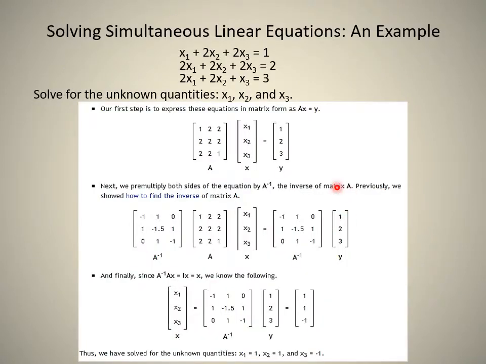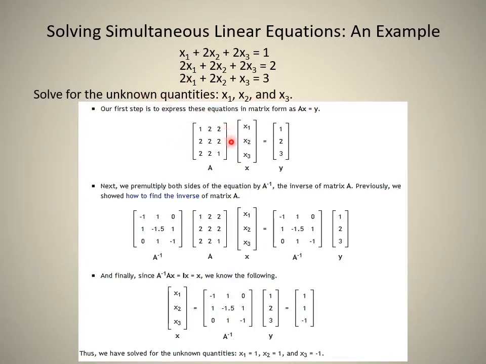So let's use this as an example. Here we have three equations: x1 plus 2x2 plus 2x3 equals 1, 2x1 plus 2x2 plus 2x3 equals 2, and the last equation, 2x1 plus 2x2 plus x3 equals 3. So basically those are our three unknowns, x1, x2, x3, and three equations. We can rewrite this in matrix notation.